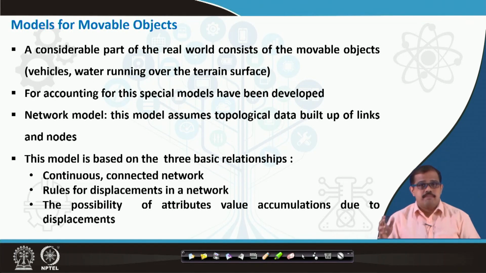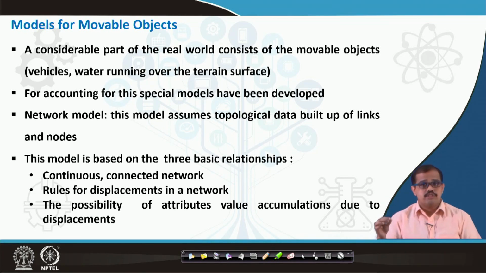Okay, for example, if you have vehicles moving on the road, that movement has to be captured by your model. Then water running over the terrain surface has to be captured by your model. So, in order to capture this, you need a certain model which can address these issues. For accounting for this, we have a model called a network model.